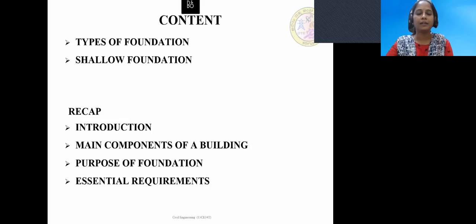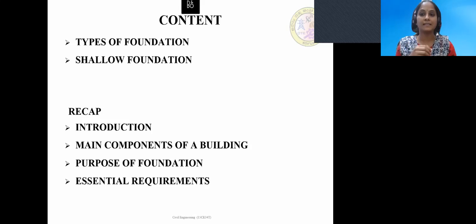First, we learned about the foundation. What is foundation? Why is it required? What is superstructure? What is substructure? When is it called a substructure, and when is it called a superstructure, what is the criteria for that? If the structure is constructed below the ground level, then it's called a substructure. When the structure is constructed above the ground level, then it's called a superstructure.